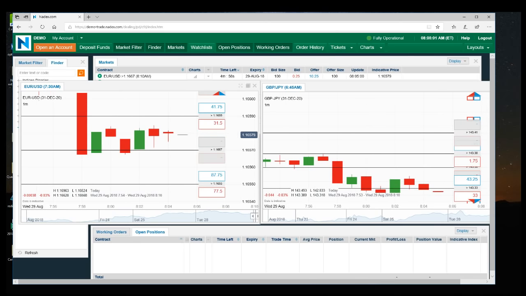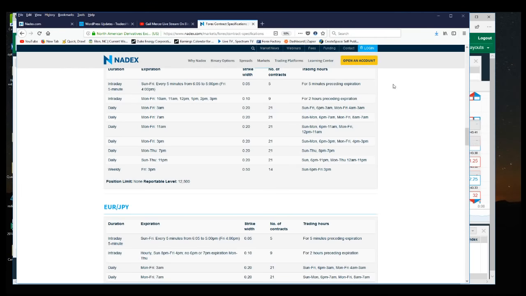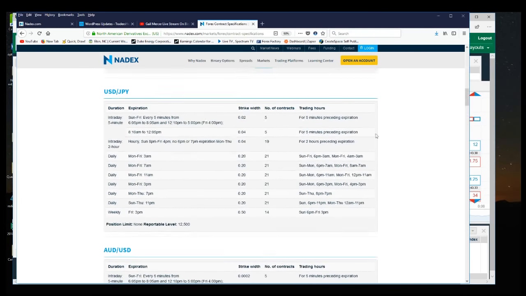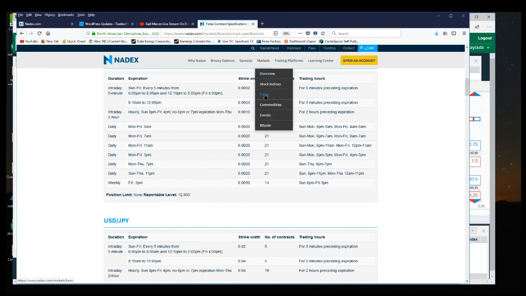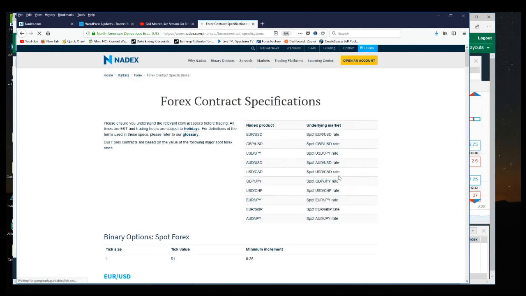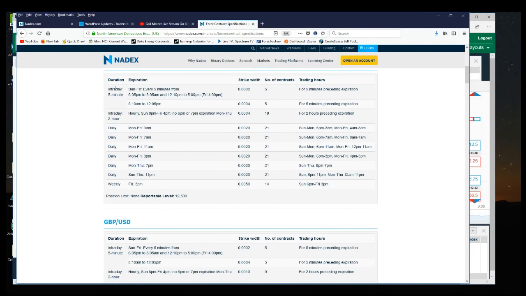So if you don't know your strike width, go to the Nadex.com markets forex contract specifications. If you just click on markets and click on forex, right here it tells you the forex contract specifications. You click on that, and then when you look on the 5 minute intraday from 8:10 to 12:05, it's 4 pips. The rest of the time it's 2 pips.